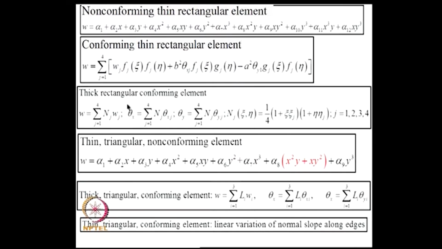Next, the thick triangular conforming element, we used area coordinate system to represent this, like in rectangular conforming element this was also shown to be a conforming element. Finally, we developed a thin triangular conforming element by enforcing linear variation of normal slope along edges and dividing the triangular element into 3 sub triangles and analyzing them separately and enforcing compatibility of nodal deformations and normal slope at the midpoints of the edges of the sub triangles. So, this is what we have done.